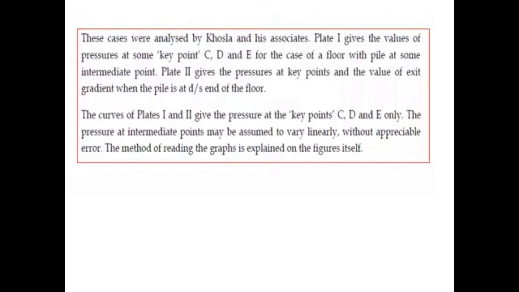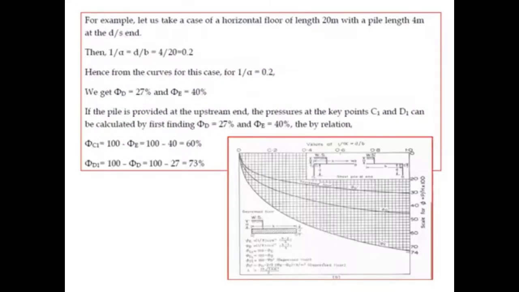And similarly, plate 2 gives the pressures at key points and the value of exit gradients when the pile is at the downstream floor. So like this, the pressures at the key points were analyzed by using these curves, and at other points it is assumed to vary linearly without appreciable error. How to read the graphs is explained in the figure itself, and when we refer to the curves, we can find out the pressures at the key points.